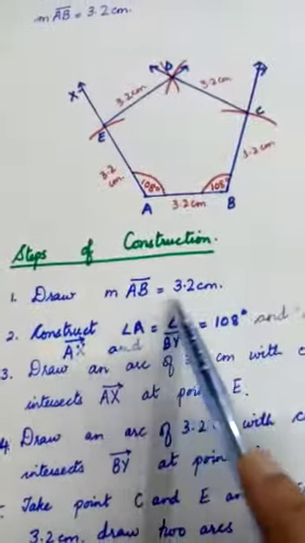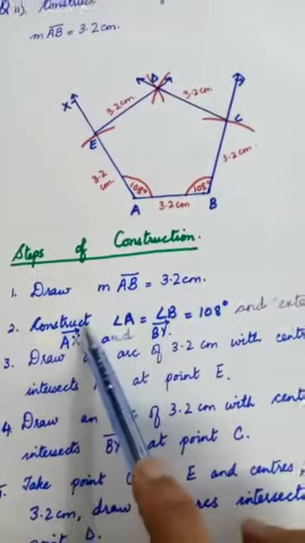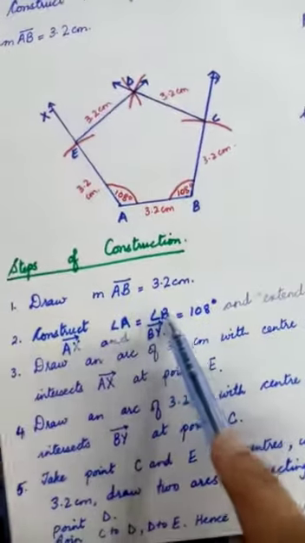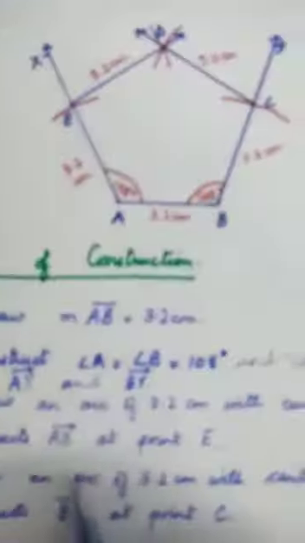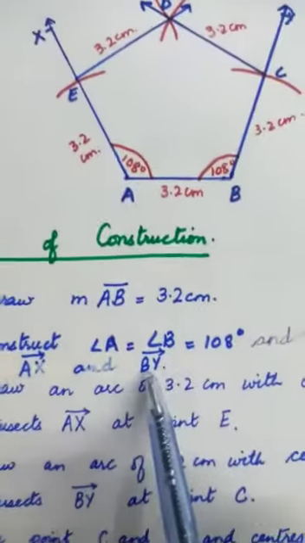D and E. Let's look at the steps of construction. Number 1, draw measurement AB of 3.2 centimeter. Number 2, construct and measure angle A is equal to angle B is equal to 108 degree, and you have to extend the rays as AX and BY.